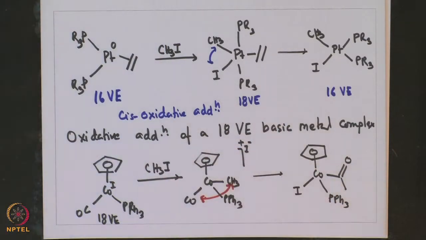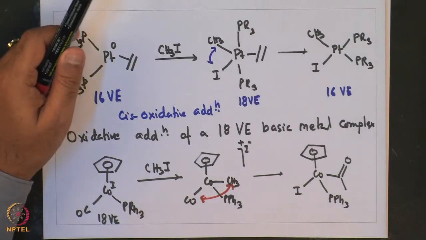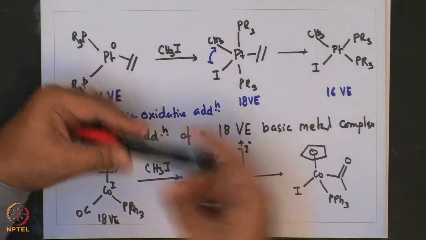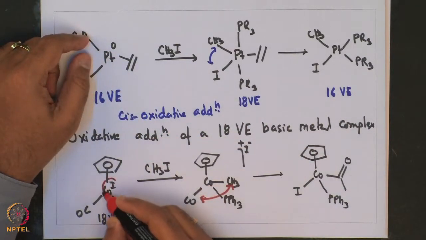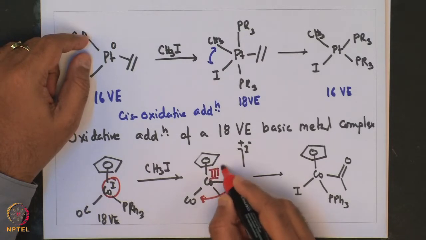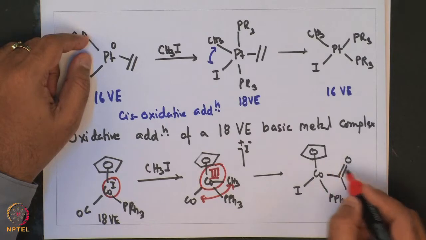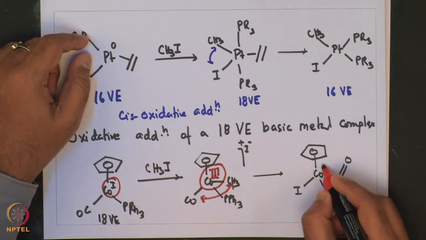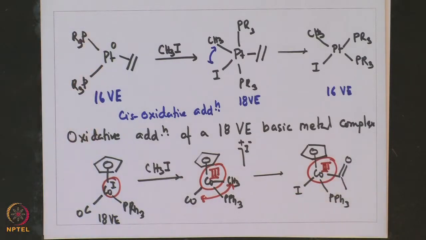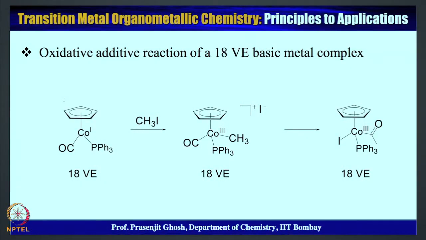Now, if one were to look at the oxidation state at the metal center, then one would notice that over here cobalt was in +1 oxidation state, over here cobalt is in +3 oxidation state, and over here the cobalt is again in +3 oxidation state. So, this is expected for an oxidative addition reaction, that the oxidation state increases by 2.